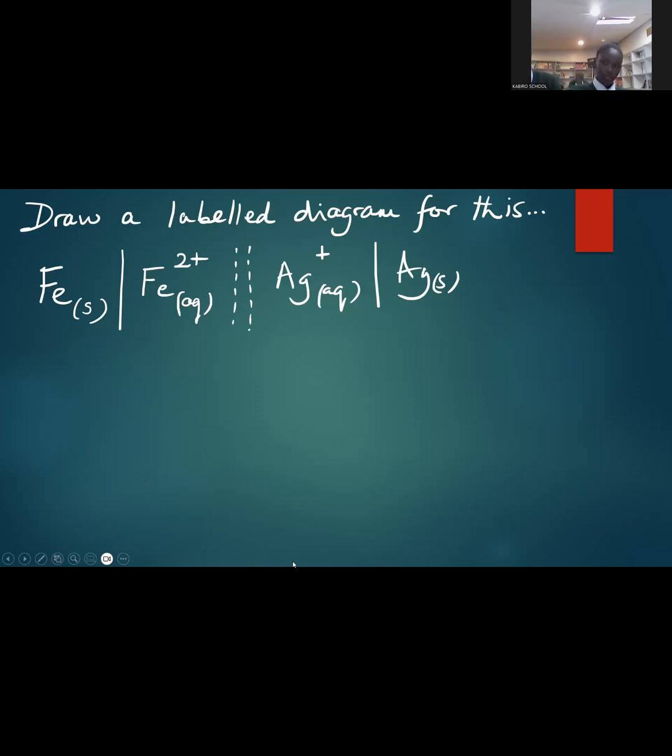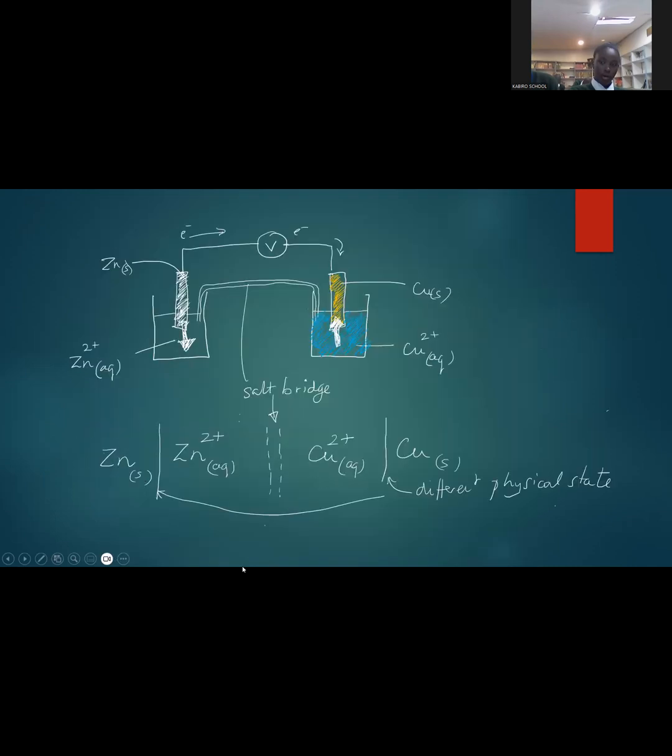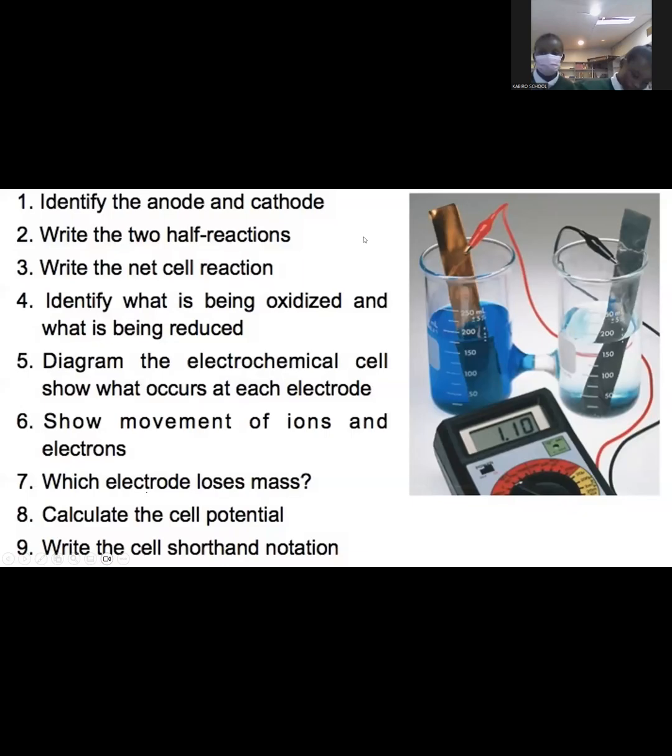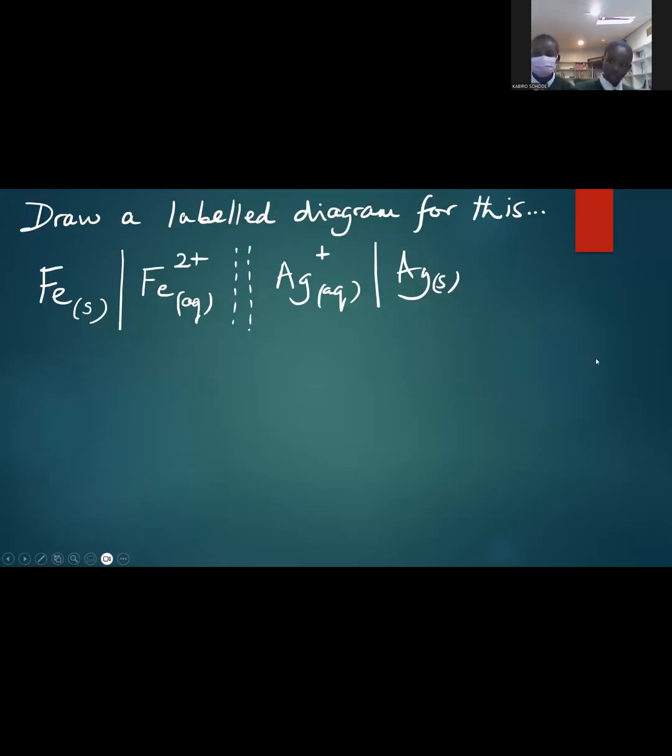See if you can draw a labeled diagram for this. I mean, like I did here. Okay, this sort of thing. Yeah, this sort of diagram. See if you can draw that sort of diagram for this one. And it has to be labeled so that you can show me what everything is made of.